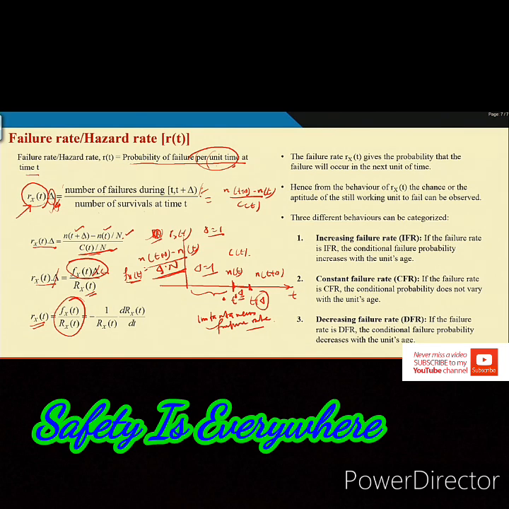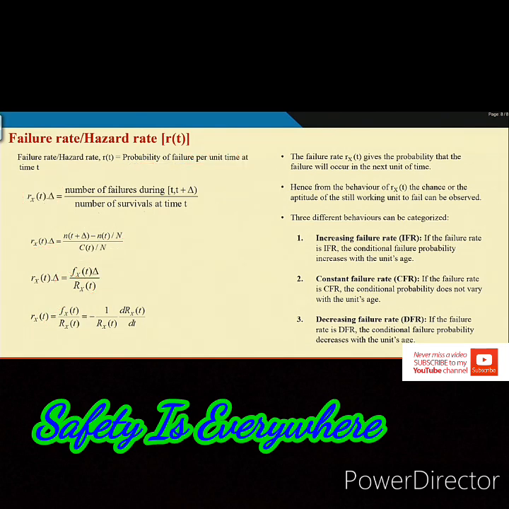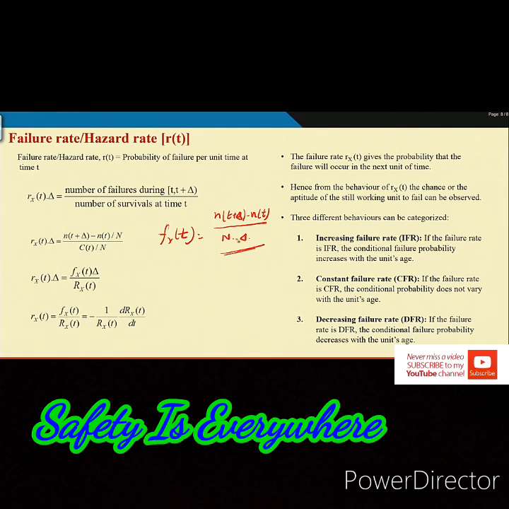Clear? If it is not clear, let me explain again. Our f(t) will be the density, that is n(t+delta) minus n(t) by N into delta, because this is delta. So, now you have the quantity on the top side, n(t+delta) minus n(t) by N. If I remove this, I have to write like this. This is what is written here. So, this much is okay.